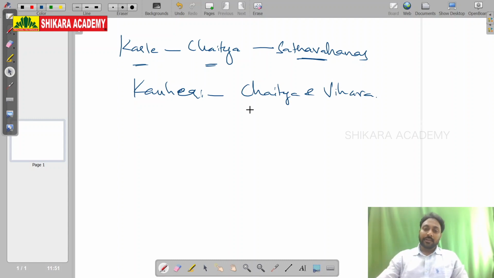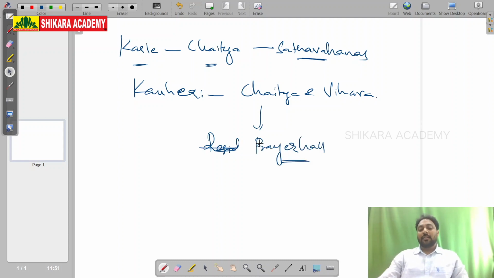One thing you have to keep in mind: Chaitya is a prayer hall of the Buddhist monks, and Vihara is a residence, the residence of the Buddhist monks. These two were constructed by Shatavahanas in Maharashtra.